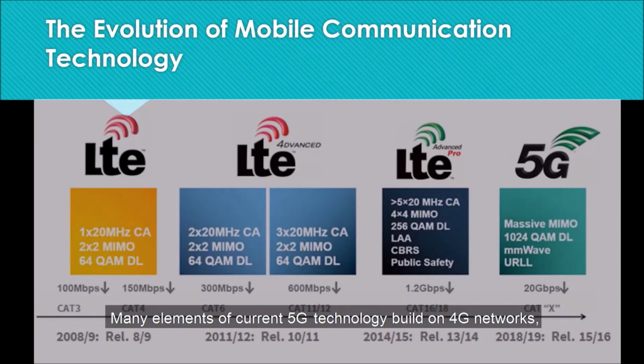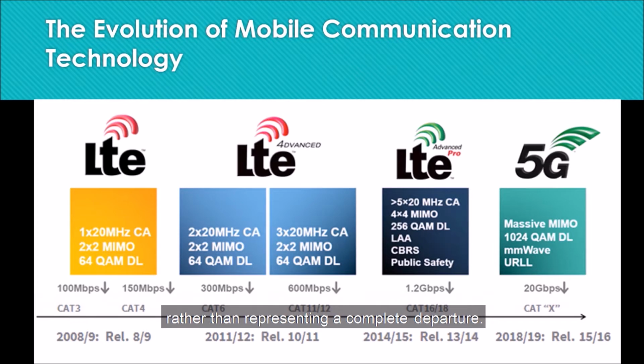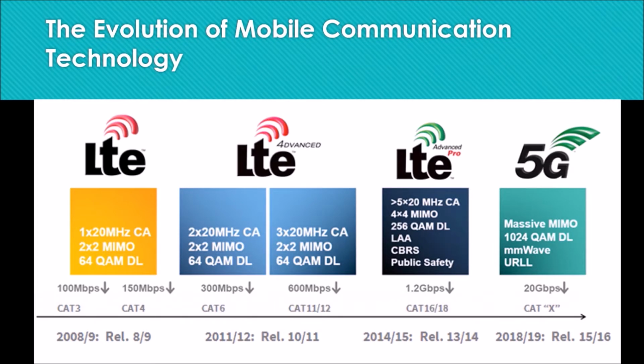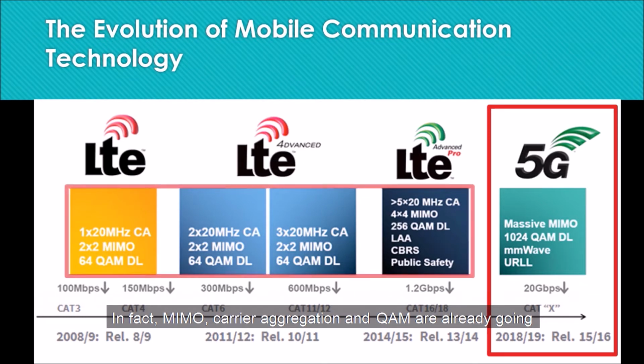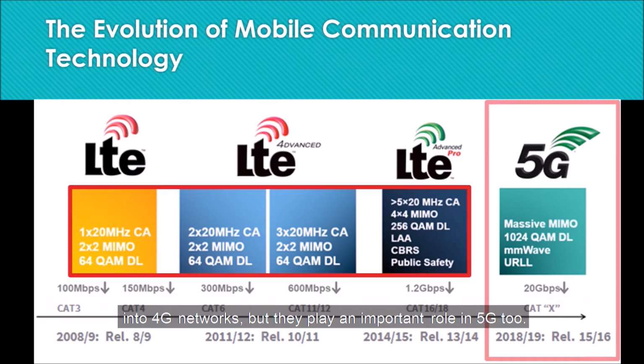Many elements of current 5G technology build on 4G networks rather than representing a complete departure. In fact, MIMO, carrier aggregation and QAM are already going into 4G networks, but they play an important role in 5G too.